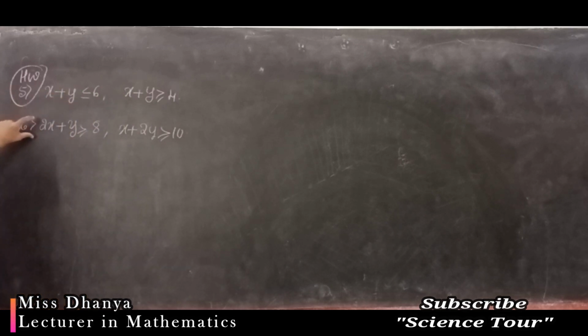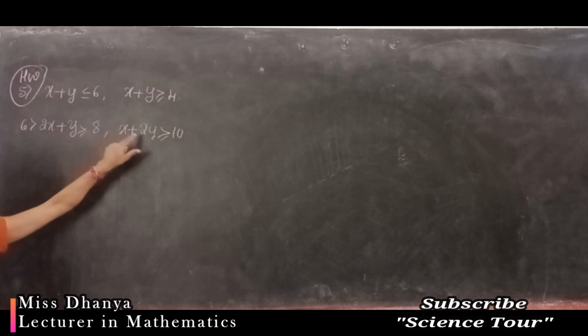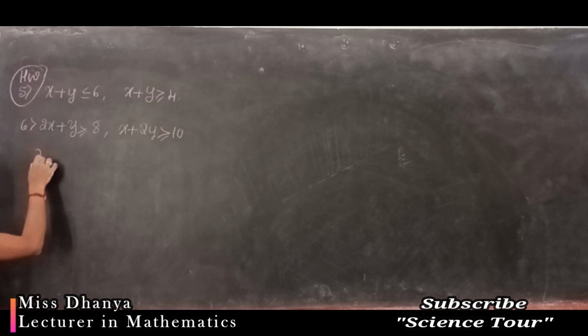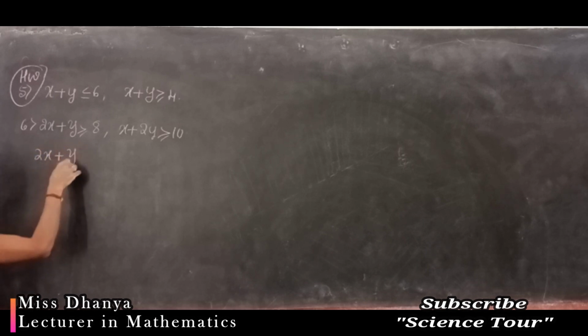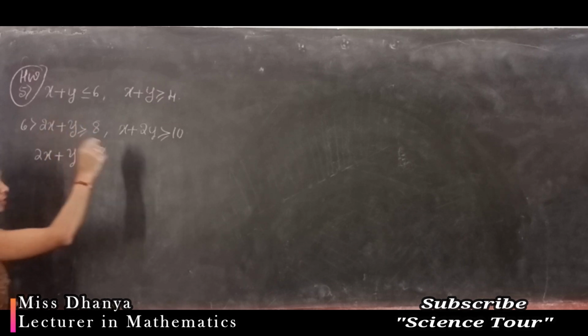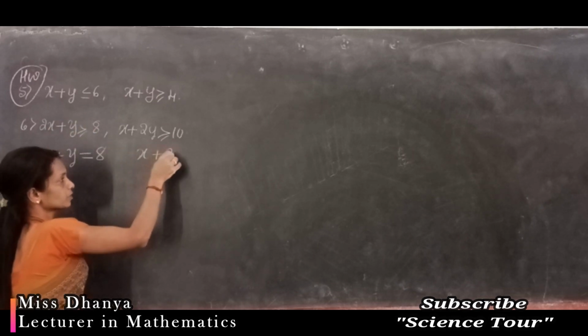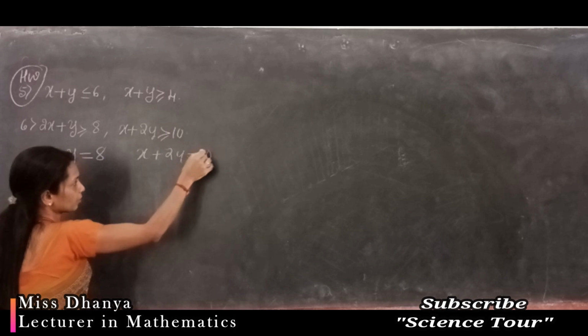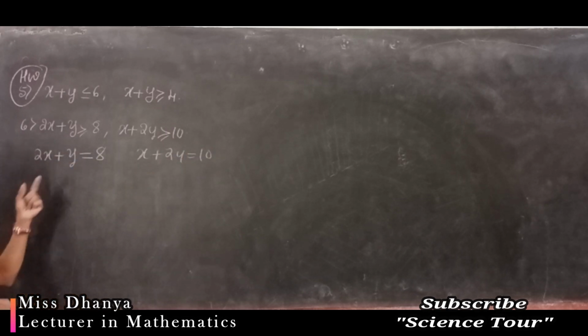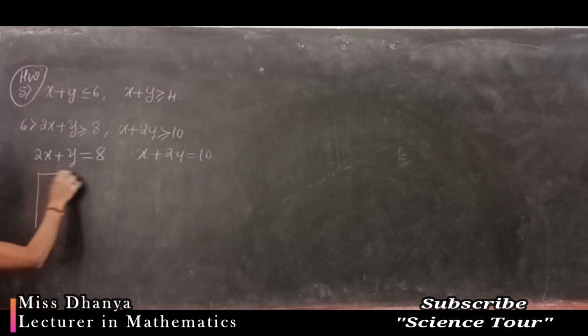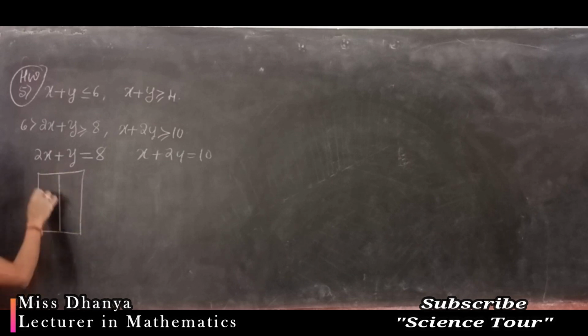The next system is 2x plus y greater than or equal to 8 and x plus 2y greater than or equal to 10. Replace the inequality symbols by equal to. Then you get 2x plus y is equal to 8 for this, and x plus 2y is equal to 10 here. Draw the graph of both lines. Before that, find 2 points of these two lines.